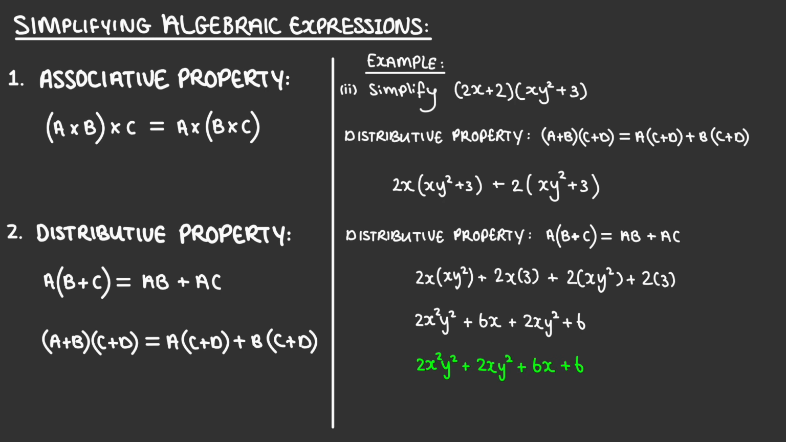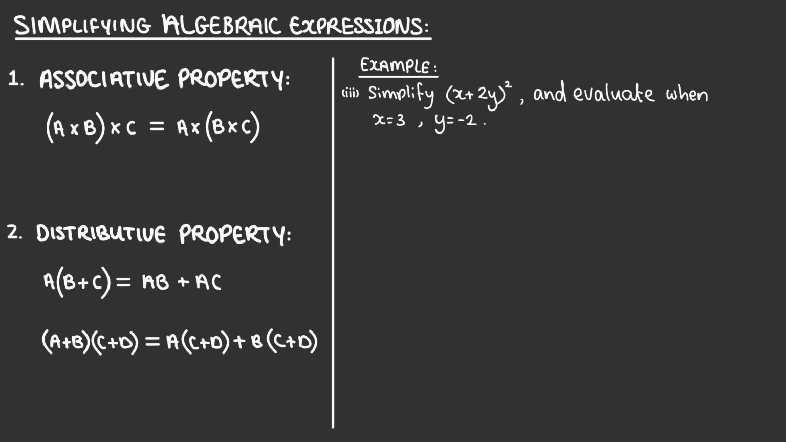For the final example, we are asked to simplify x plus 2y squared and evaluate it when x is equal to 3 and y is equal to minus 2. So anything squared is the same as multiplying it by itself. So x plus 2y squared is equal to x plus 2y multiplied by x plus 2y.